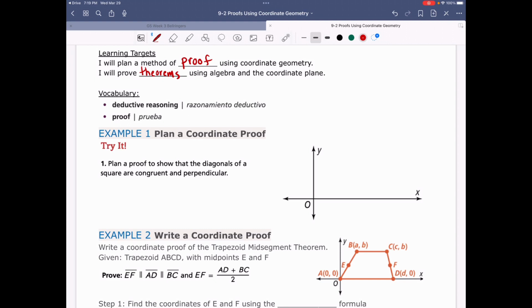So we will start off by drawing a square with one corner at the origin, and then we'll just put these points and we will connect them to make a square.